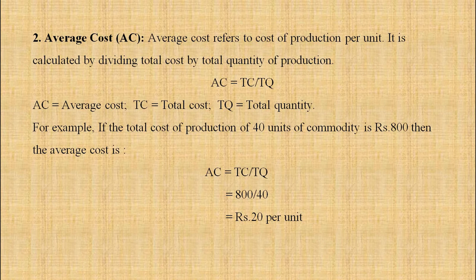Let us understand average cost, AC. Average cost refers to the cost of production per unit. It is calculated by dividing total cost by total quantity of production. So AC, that is average cost, is equal to TC divided by TQ, total quantity. For example, if the total cost of production of 40 units of commodity is 800, then the average cost is 800 divided by 40, which is equal to 20 per unit, rupees 20 per unit.